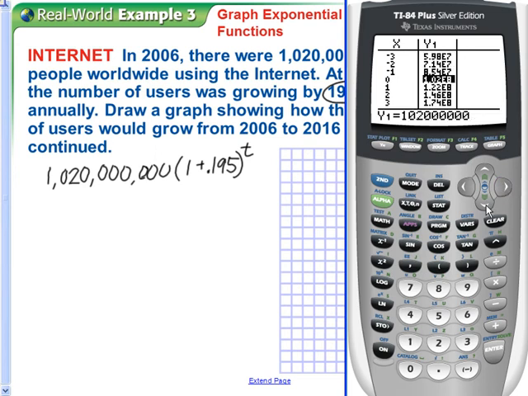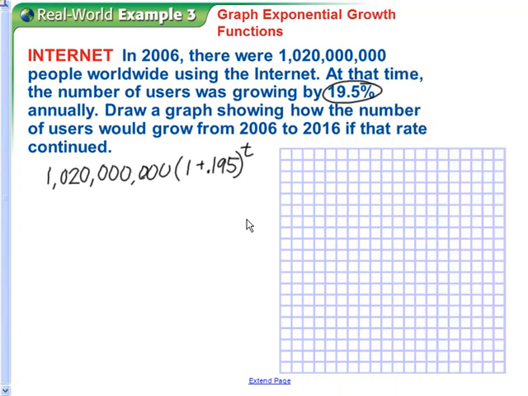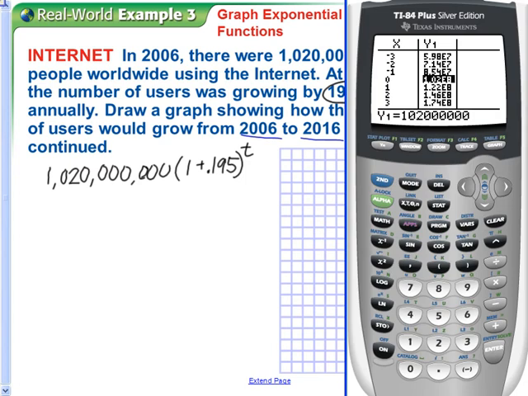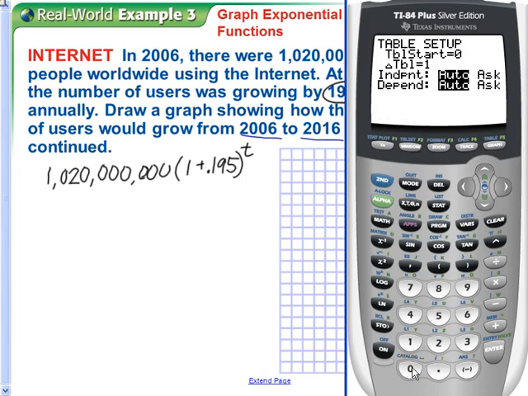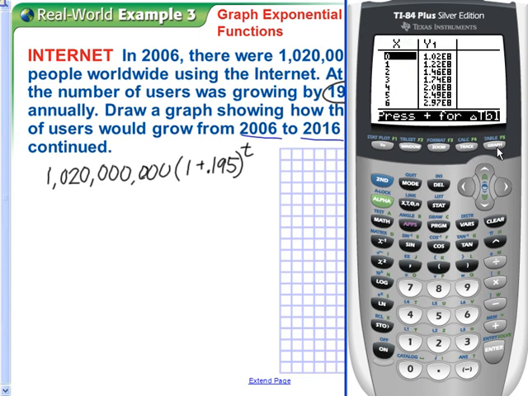And what we're looking for is from 0 up to 10, because it says here we are starting at 2006 and ending at 2016. So 0 is 2006. So I'm going to start this at 0. So I did second window there, and now I go back to second graph. And I'm going to jot these numbers down. So there's my starting point, and it's gradually going up.